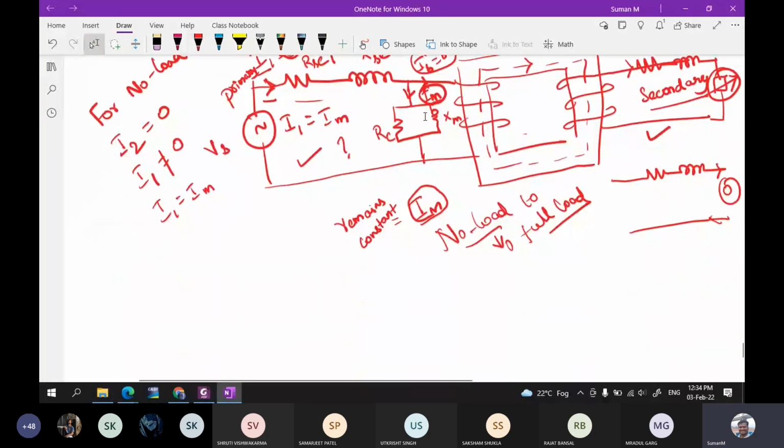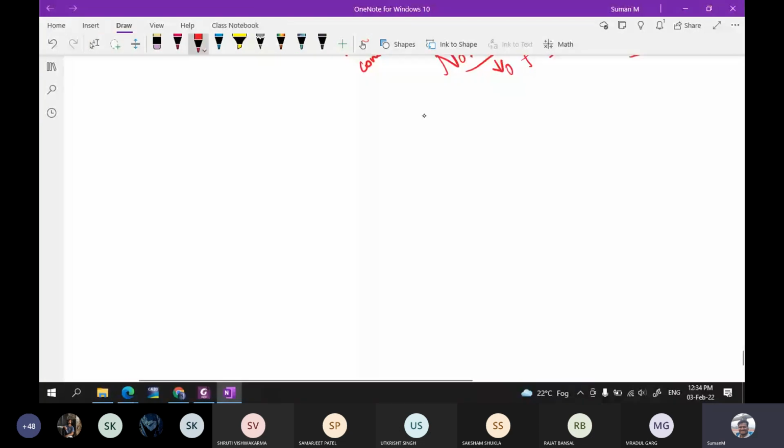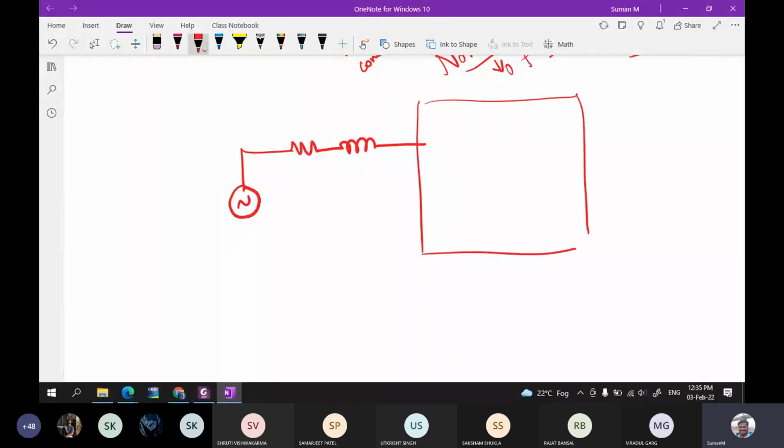Okay. So let me draw it again. And we will be discussing how the primary will get to know if there is some increase in load on the secondary side. So we'll be having a transformer like this.